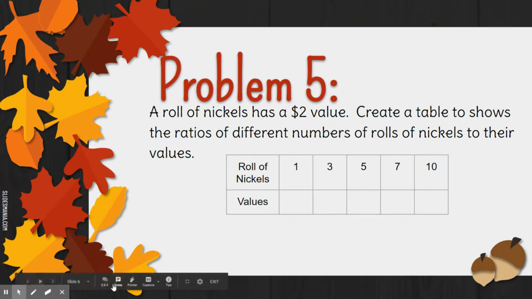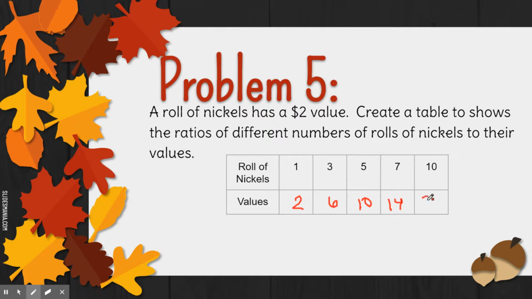So here I've got a table, right? And I've got 1 roll of nickels, 3 rolls of nickels, 5 rolls of nickels, 7 rolls of nickels, and 10. Each roll of nickels is a $2 value, which means that I'm going to multiply 2 for each one. So 1 times 2 is 2, 3 times 2 is 6, 5 times 2 is 10, 7 times 2 is 14, 10 times 2 is 20. So now I have my table, because 2 is my unit rate.